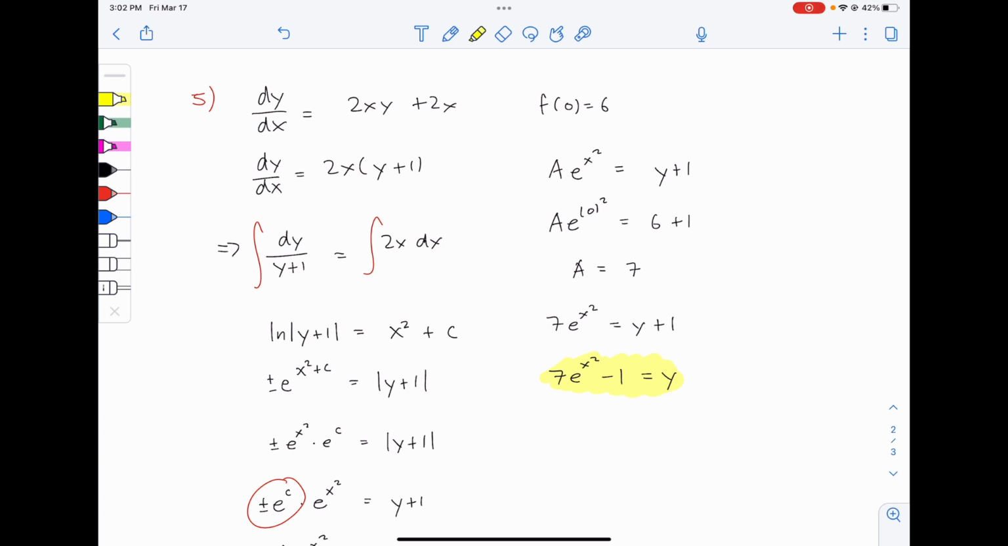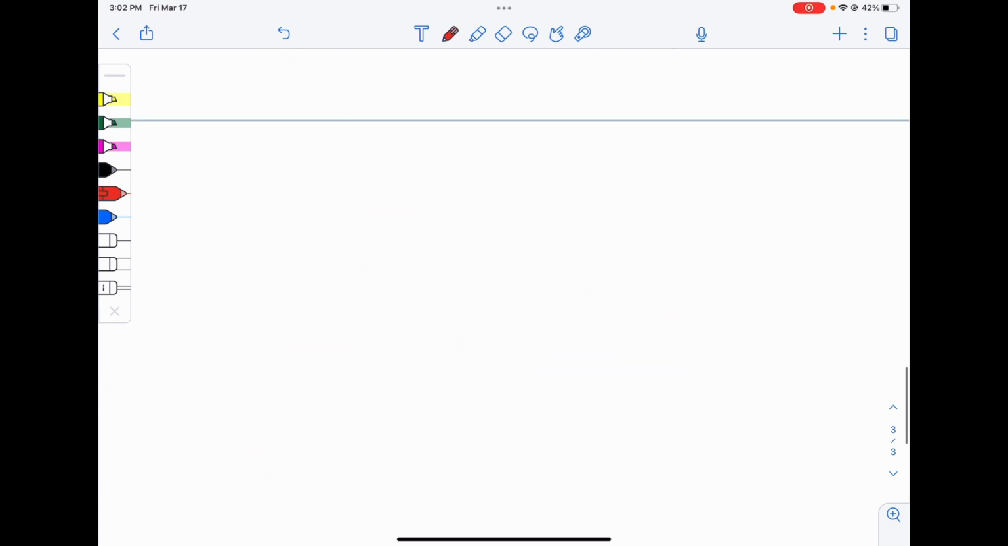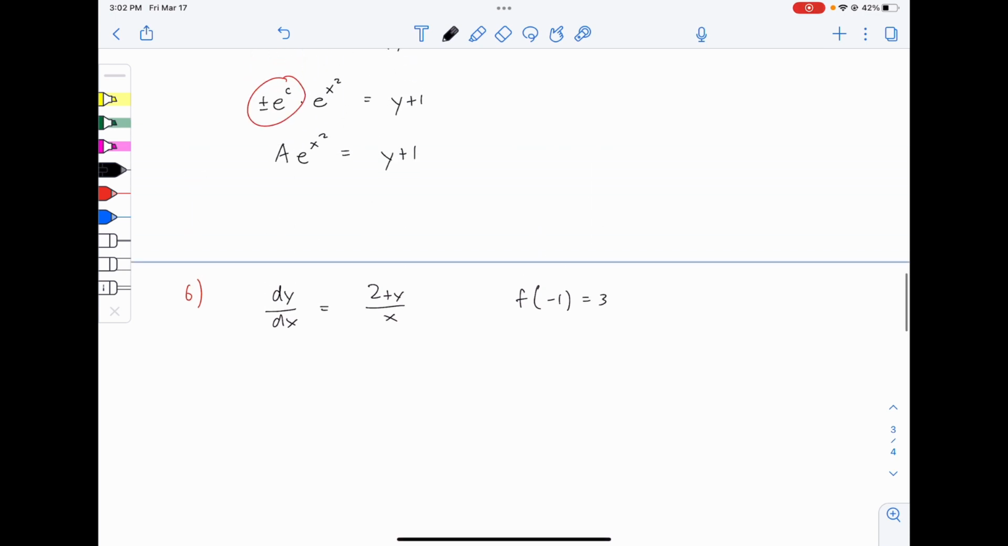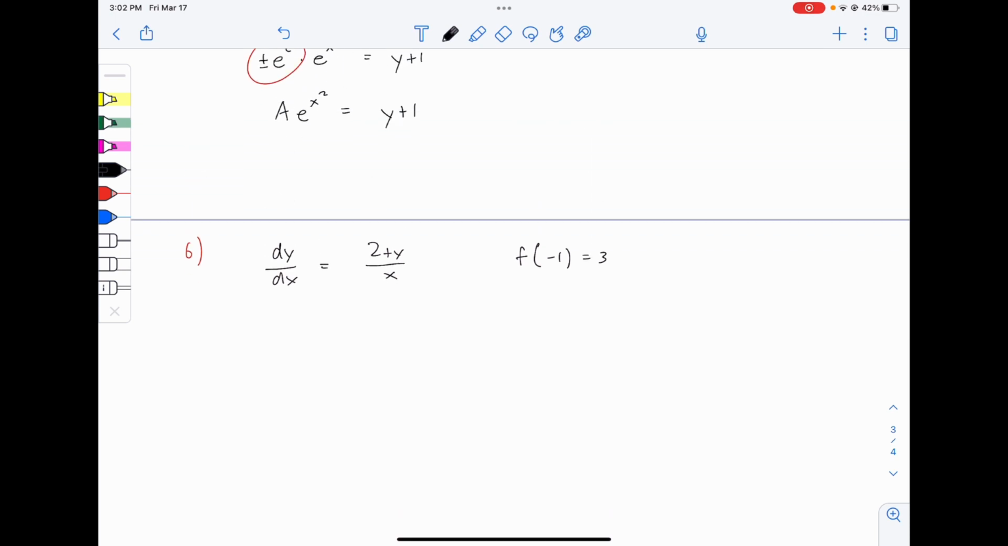Let's do one final one, something just a tiny bit harder. Let's go with number 6. We have dy over dx is equal to 2 plus y over x, and f of -1 is equal to 3. dy over 2 plus y is equal to dx over x.